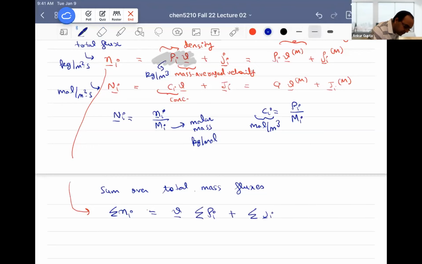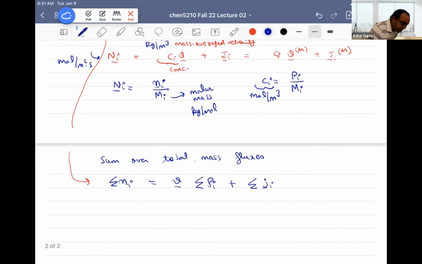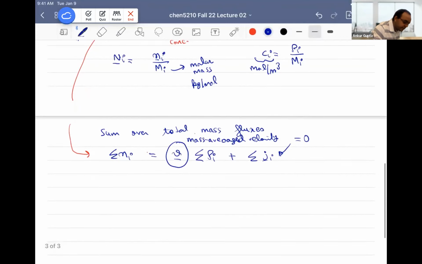Okay, summation over ji. And by definition, note by definition, because I'm using a mass average velocity, my mass diffusive fluxes summation will be 0. I'll clarify this point several times today, but this will be 0 by definition. It was an excellent question last time. A couple of students asked this: this is not something arbitrary, this is just the way we define the diffusion.